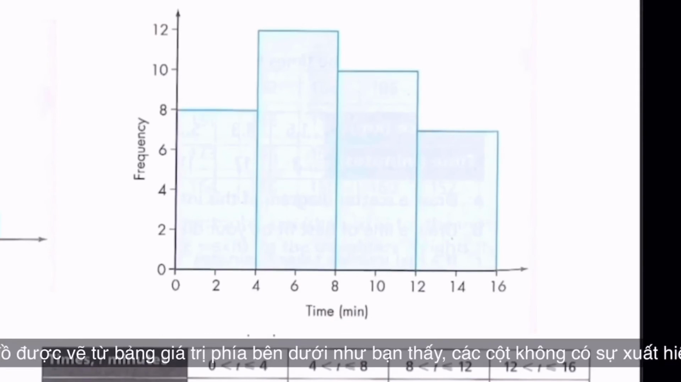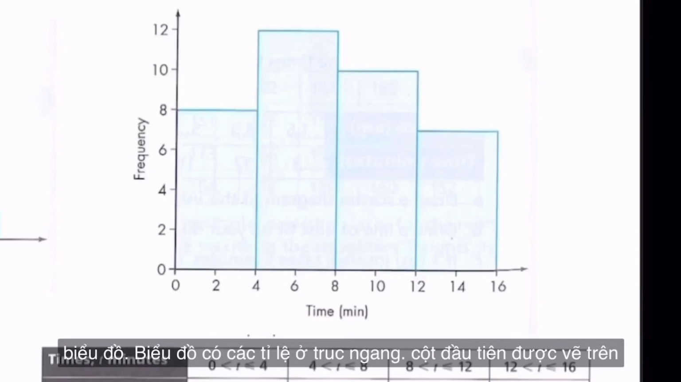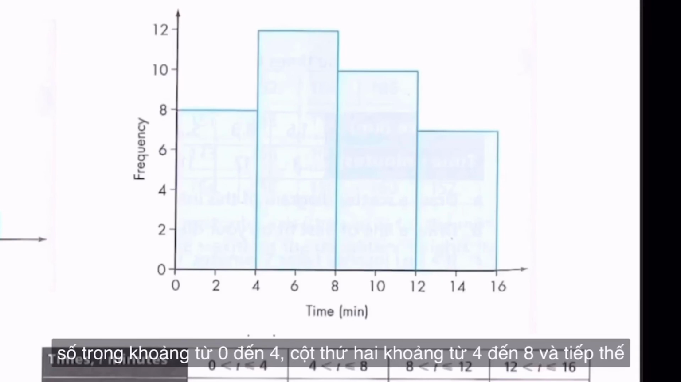As you can see, the columns are not labeled 0 up to smaller than 4, and so on, as they would be on the bar chart. Instead, there is a scale on the horizontal axis. The first column is drawn between 0 and 4, the second is between 4 and 8, and so on.